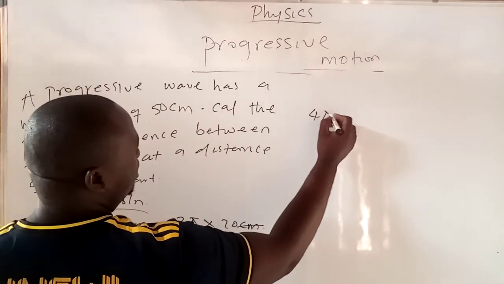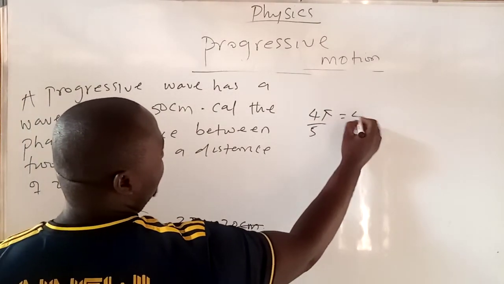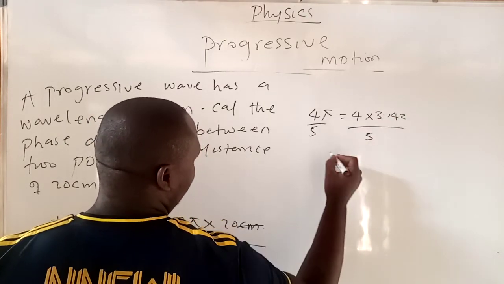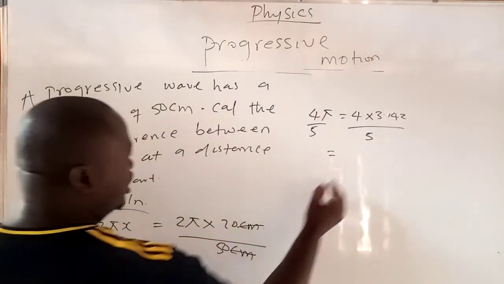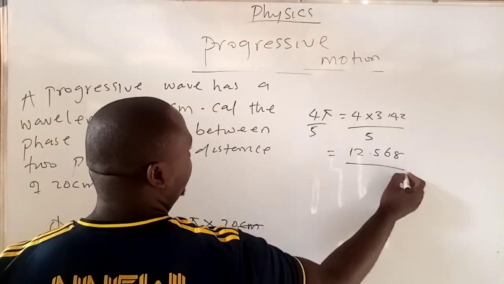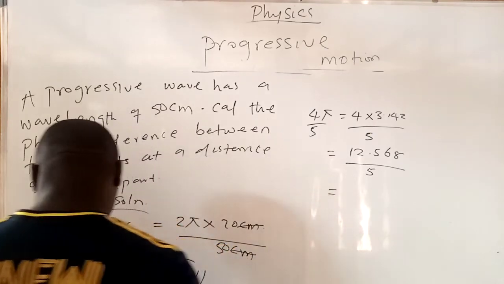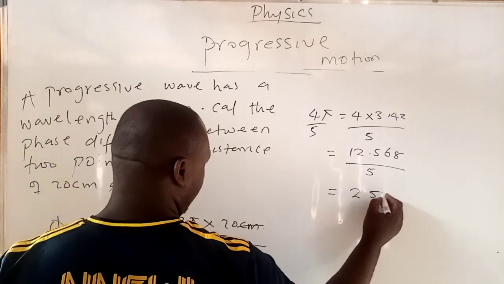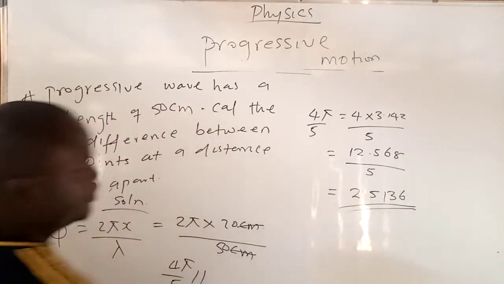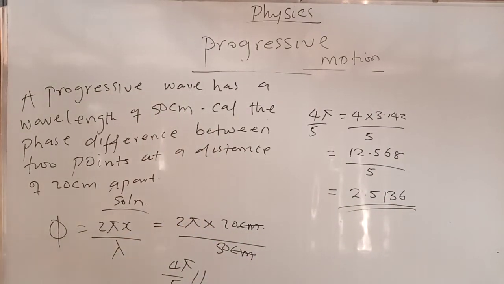So this is 4π all over 5. Remember, this is 4 times 3.142 divided by 5. And 4 times 3.142 will give you 12.568. Divide your answer by 5 and you should get 2.5136. And that is the answer. This is so easy, guys. This is so easy.